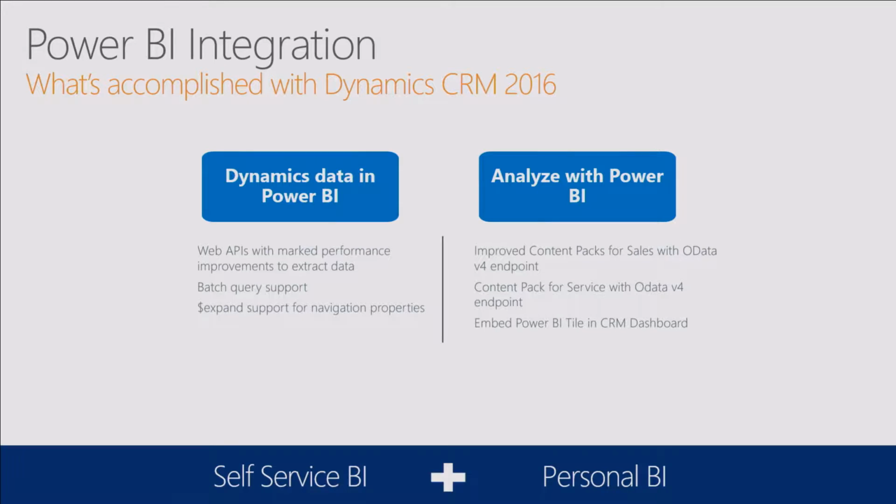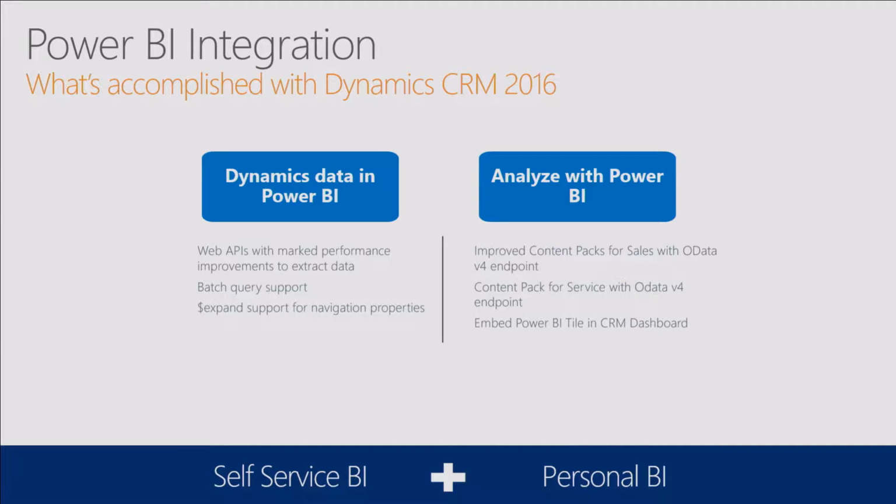So in terms of the performance and interface improvement, what we have in 2016 is the new web API that supports OData v4. OData v4 has newer capabilities which help with the batch query, have the batch query support, and improve the performance. We have support for the navigational properties as well.